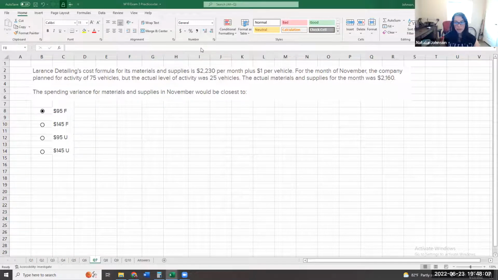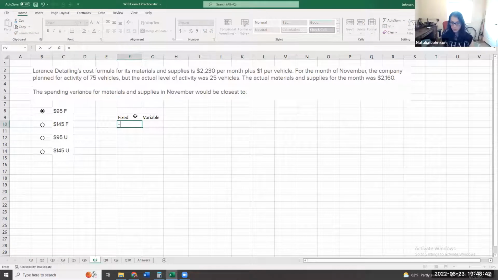Every time that they tell you the company planned for activity of 75 vehicles, they budgeted these units, but they actually did these units, just ignore this budget number. That budget number is only important for the master budget for chapter 8, but for chapter 9, we only need the actual level. So we can only do the fixed and the variable.